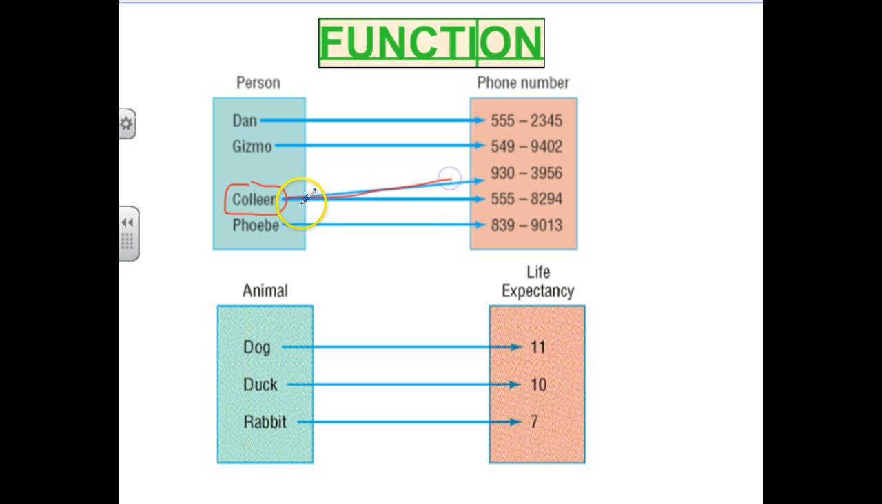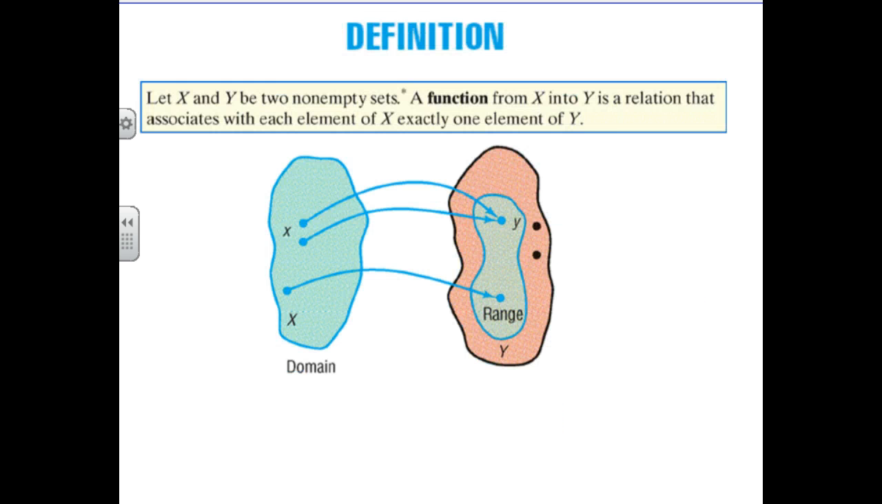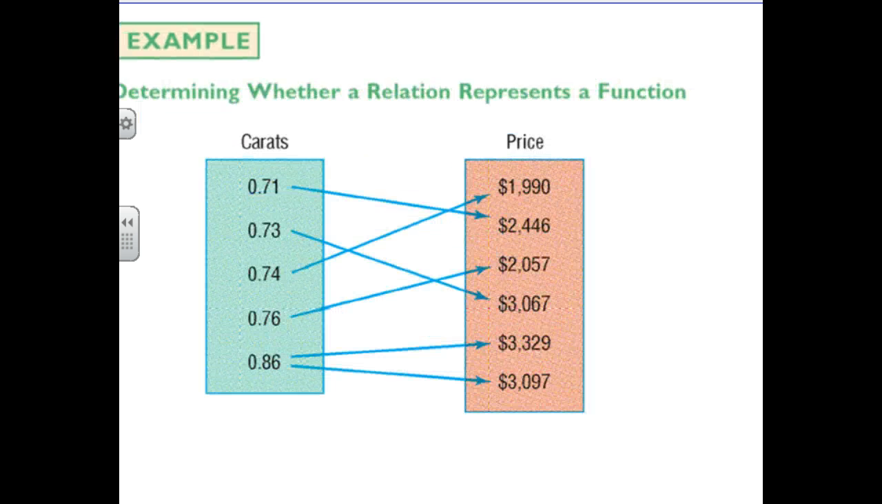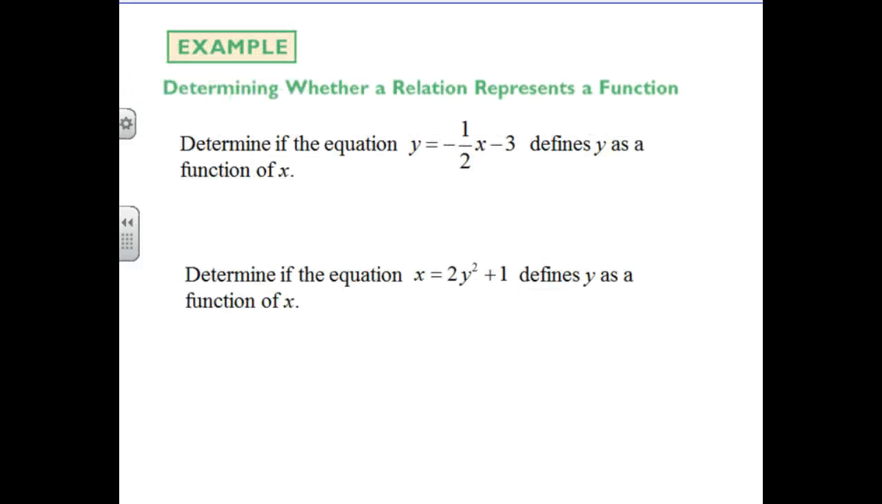So this is not a function because Colleen has two phone numbers. It goes to two, so that's not a function. This is called a one-to-one function because for every x there's only one y, and that means the vertical line test and the horizontal line test passes. So we were talking about what makes a function and what does not make a function from section 3.1.